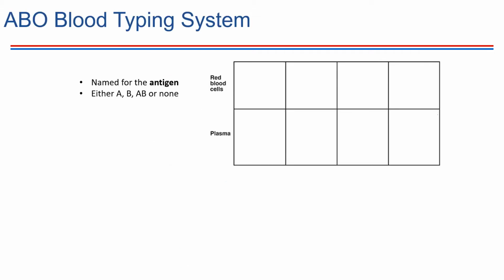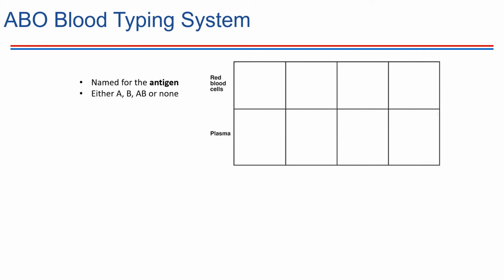So let's start with this ABO blood typing system. We name the type of blood, either A blood or B blood or AB blood or O blood, and it's named for the antigen that's on there. So all these red blood cells have antigens, which are little proteins that are sticking up out of the red blood cell plasma membrane there.